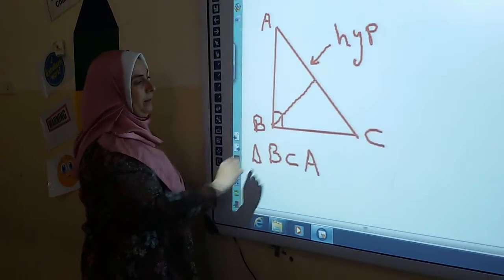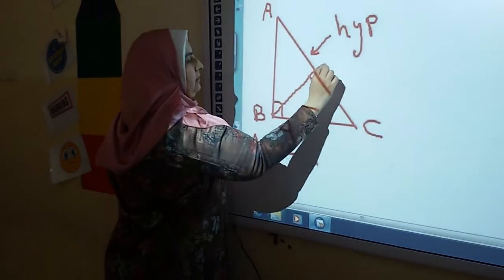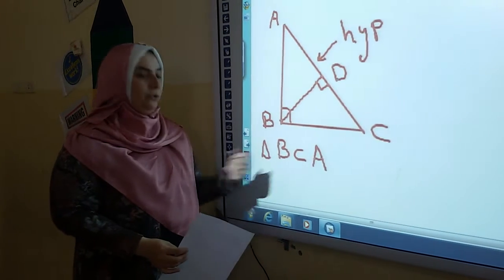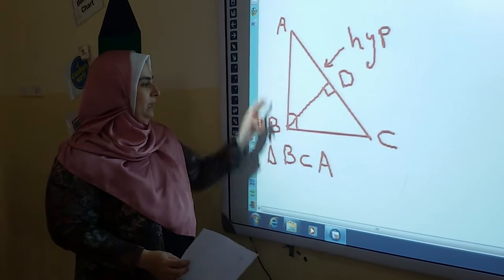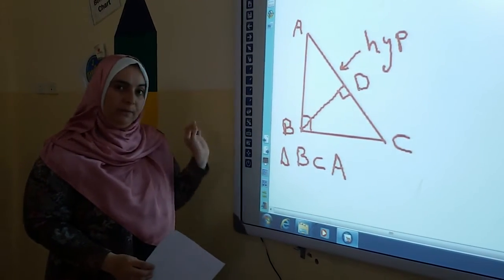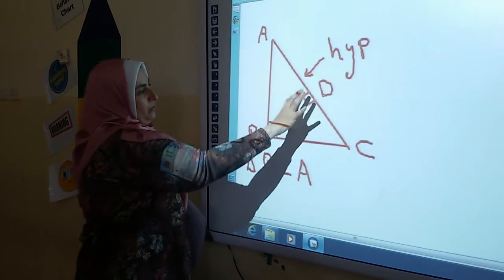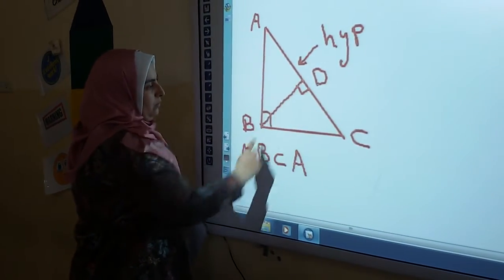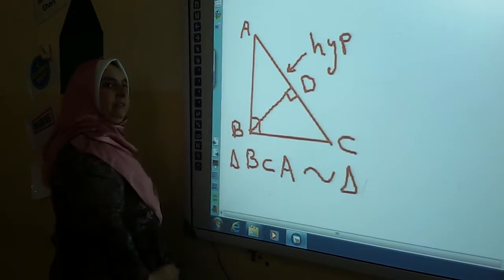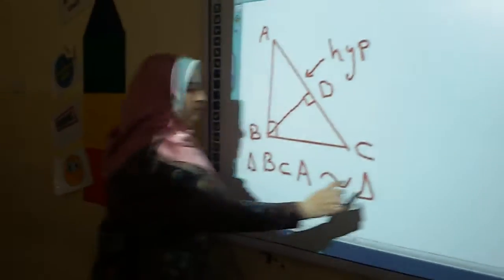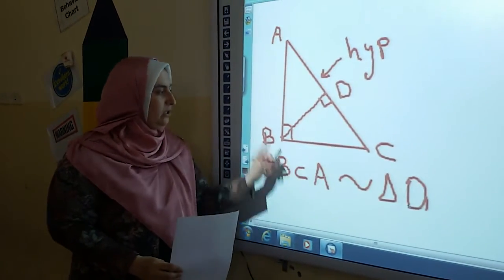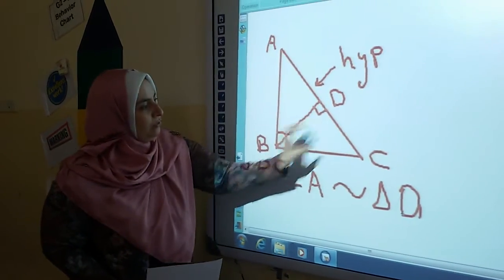Okay, let's make a perpendicular to the hypotenuse, and this is called D. I said this is the first triangle, which is the big one, ABC, or BCA, because I start from the right angle. I want to see the right triangle, which is smaller here. It's similar to triangle. Let's start from the right angle here. What's the right angle here? It's D. And look here, C is common between the big triangle and the small triangle here.